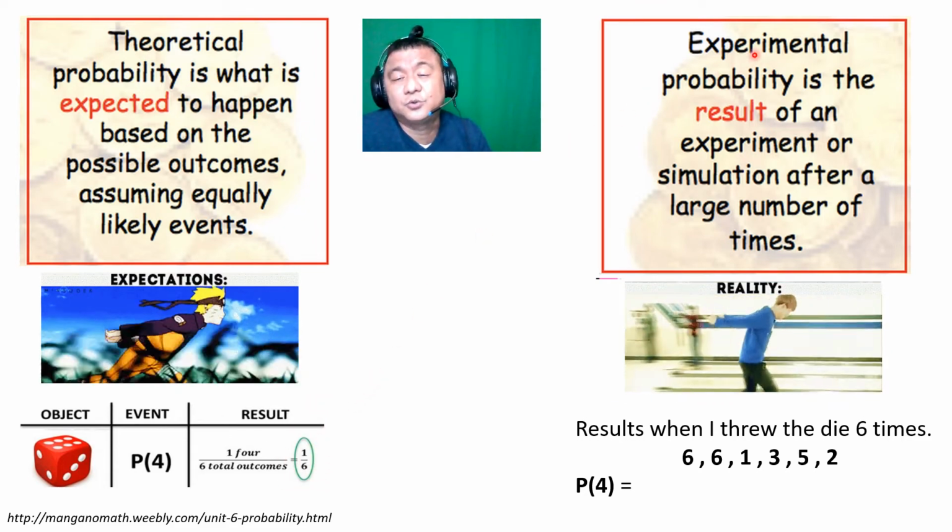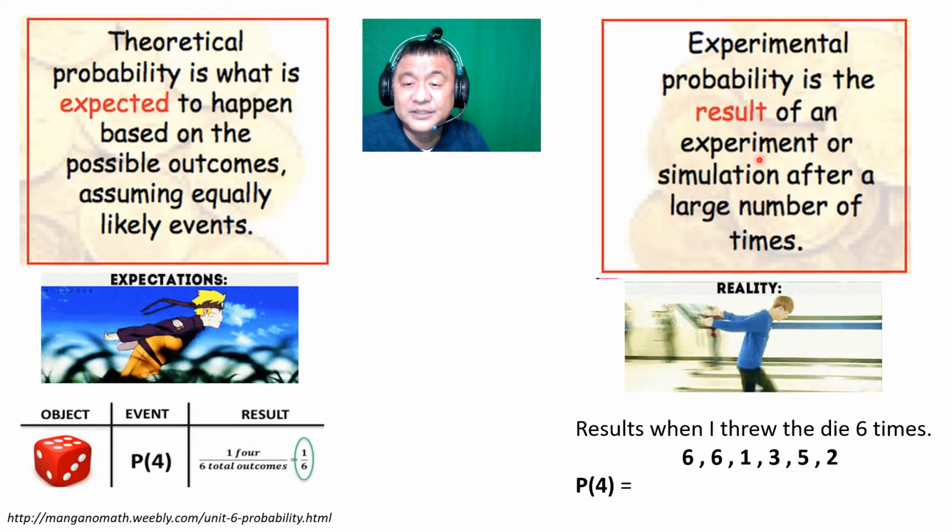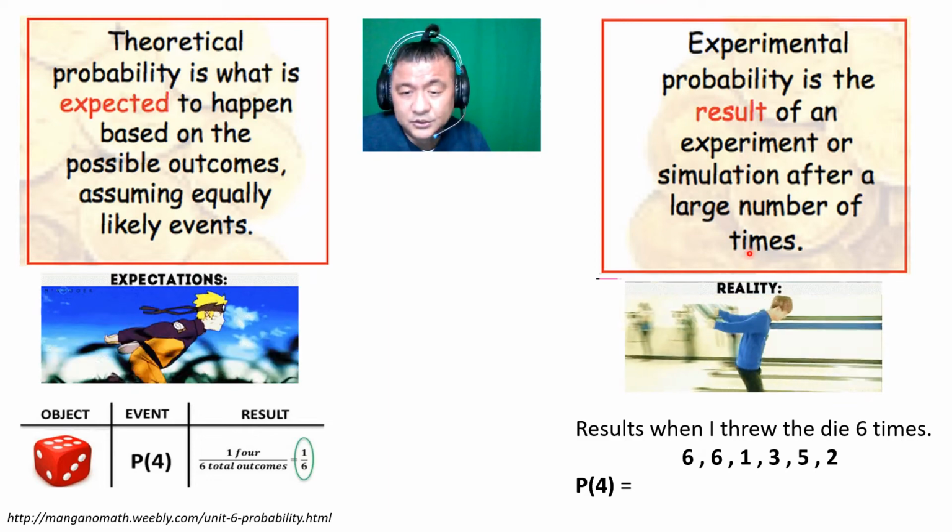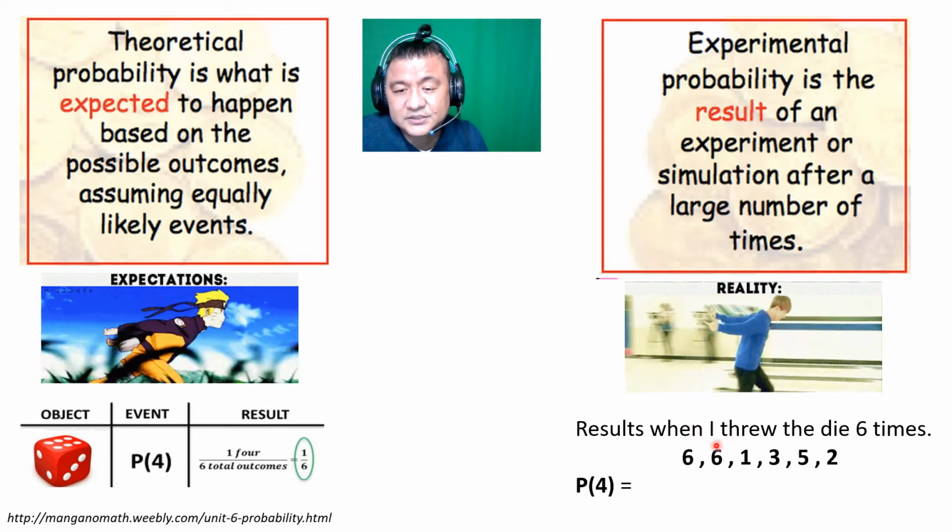Now, let's go to experimental probability. It is the result of an experiment. You will actually throw the die several times, or do a simulation after a large number of times. Not just once. Maybe here in the experiment, we did it 6 times. We got 6, 6, 1, 3, 5, and 2, right?